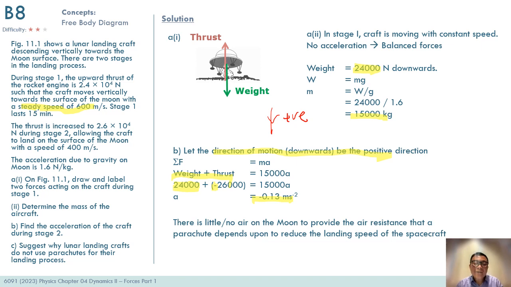So therefore, we must use the rocket thruster to provide this upwards thrust to provide an upwards acceleration, like how you have calculated in part B, for it to slow down until it can land safely.